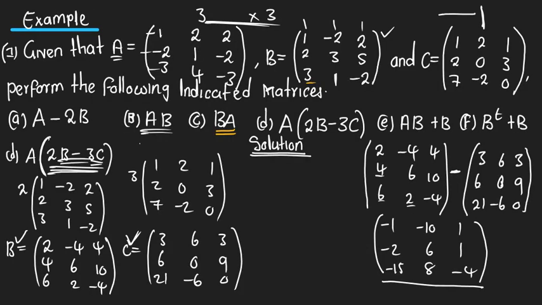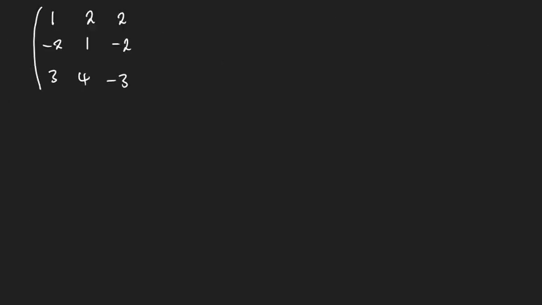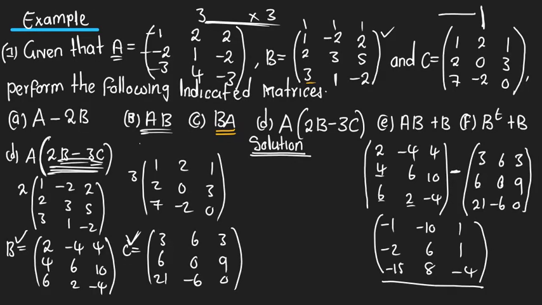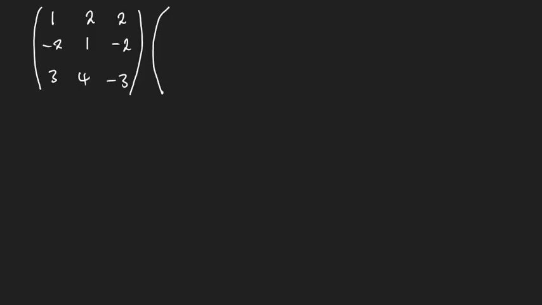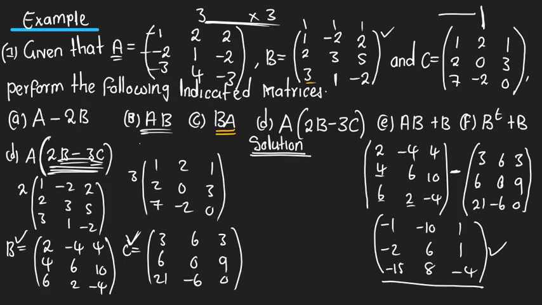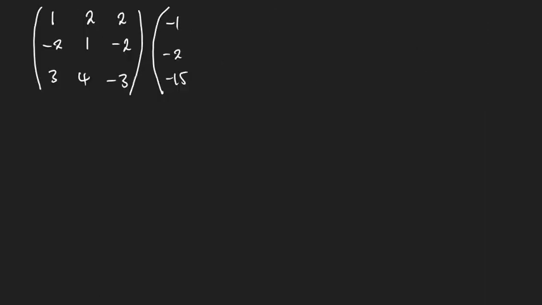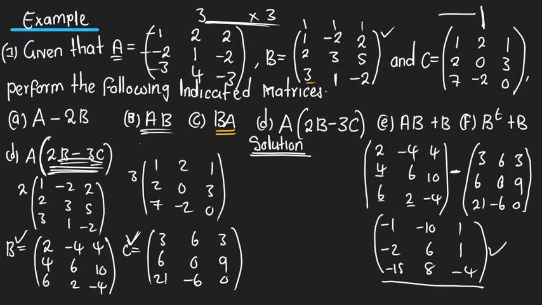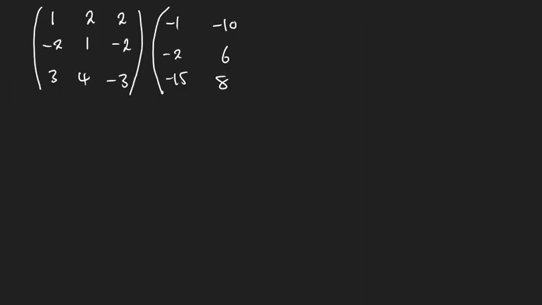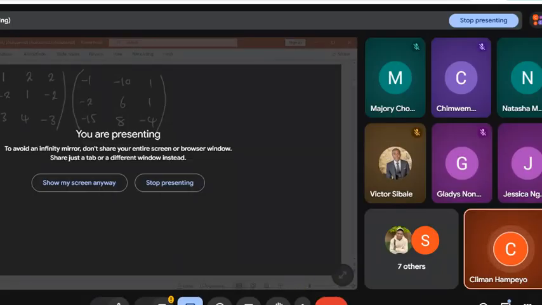Okay, 2, negative 2, negative 3, yes. So this is the A matrix. Now we are multiplying with whatever we found in the brackets, which is this guy. Okay, so this guy is negative 1, negative 2, negative 15. Negative 10, 6, 8. 1, 1, negative 4. Up to this far, guys, is it clear? Have you understood how I have performed this operation?